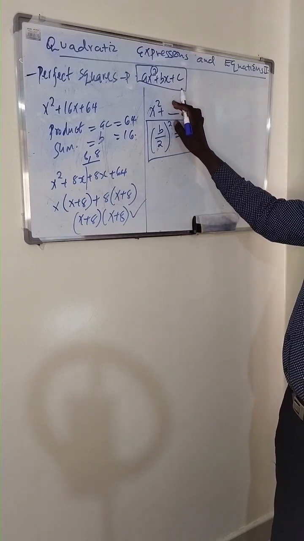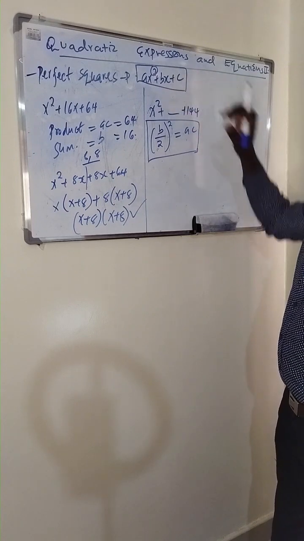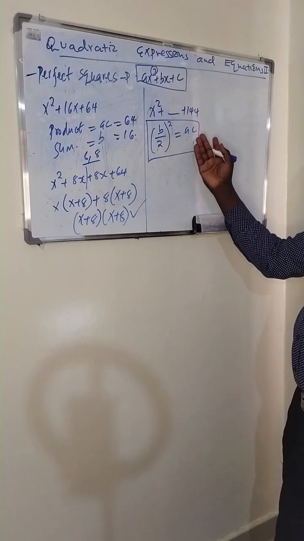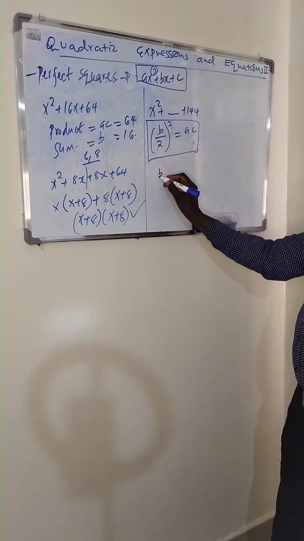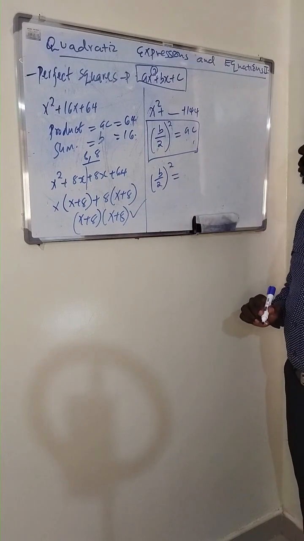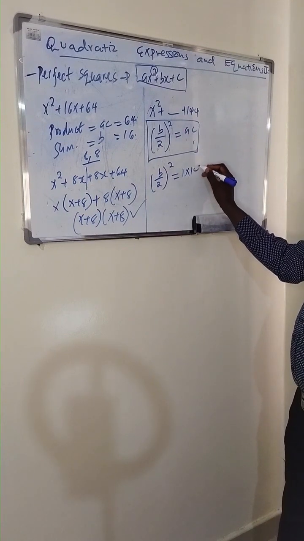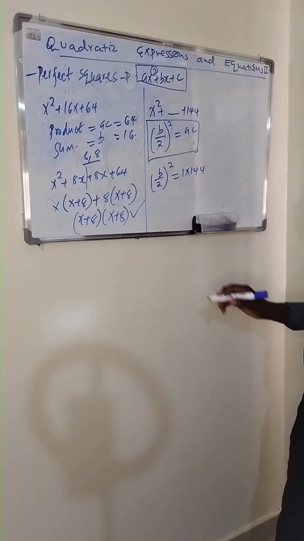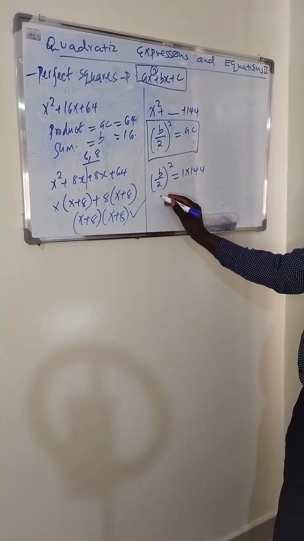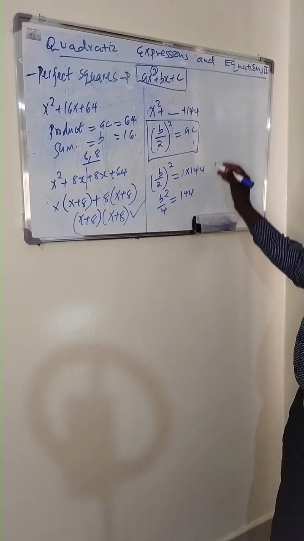So in this case, you notice that what is missing is the coefficient, or rather this part b. The coefficient of b, we know, is the coefficient of x. So what is missing is b. So b unknown over 2 squared is equal to a, which is 1, times c, 144. So in that case, you have b squared over 4 is equal to 144.